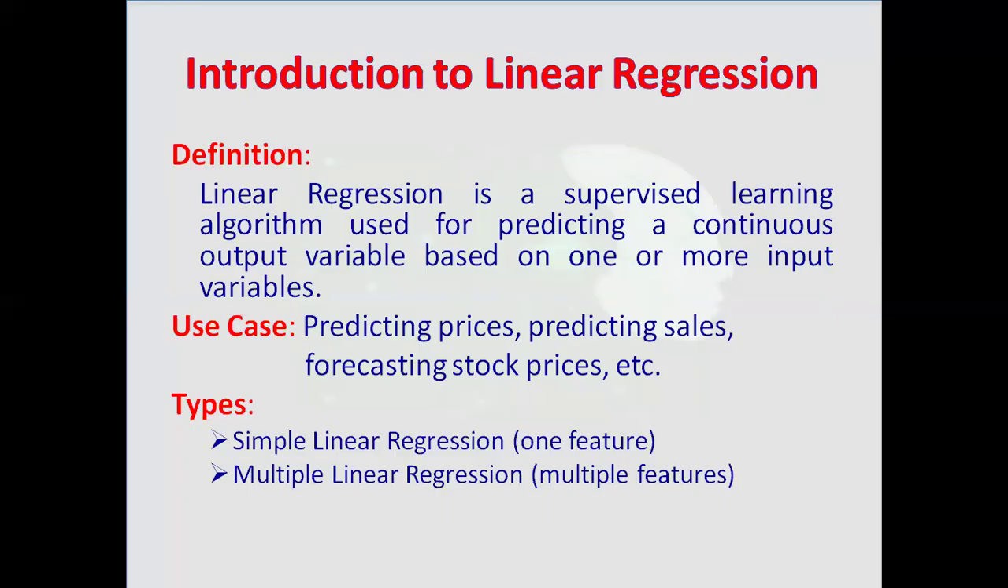For example, it can be used to predict house prices based on area and number of rooms, or forecast sales based on advertising spend. There are two main types of linear regression. Simple linear regression means only one feature is used, which involves a single independent variable, and multiple linear regression, which involves two or more independent variables. The simplicity and interpretability of linear regression make it an ideal starting point for regression problems.